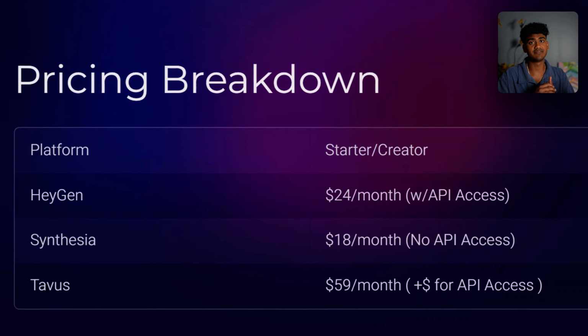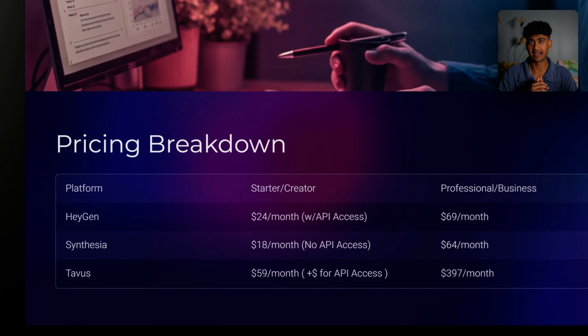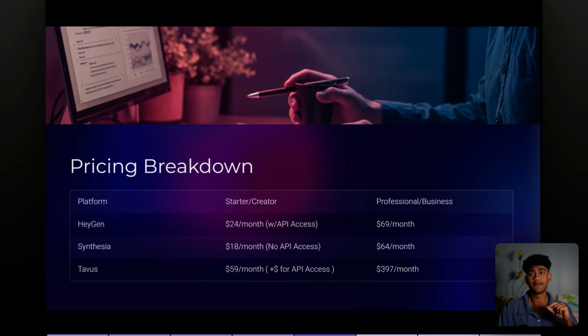Tavus, it's at $59 a month, but it's a lot of extra money for the API access. So I would suggest being very mindful when you're using Tavus because that API charge is going to add up. If you create a new clone, you're going to get charged for it. If you create a new avatar, you'll get charged. If you generate videos after certain durations of time limits, you'll get charged for it.